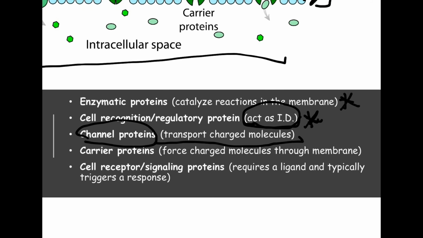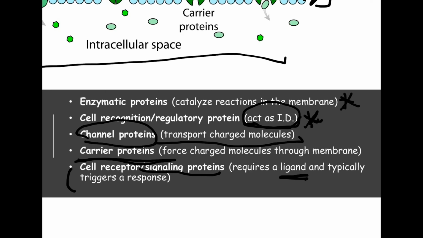Then we have carrier proteins. These carrier proteins forcibly move molecules across the membrane. Then we have cell receptor or signaling proteins. These typically require something to bind to them, and that thing that binds is called a ligand. When a ligand binds to the receptor, it will trigger a response.